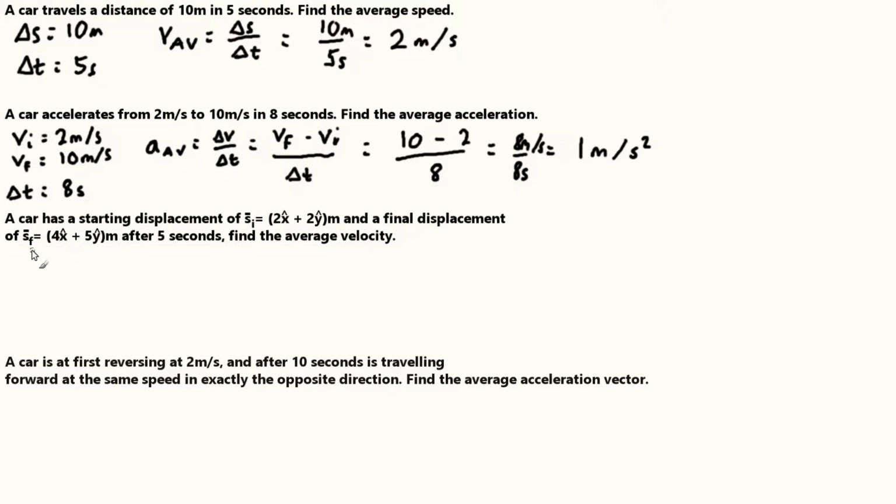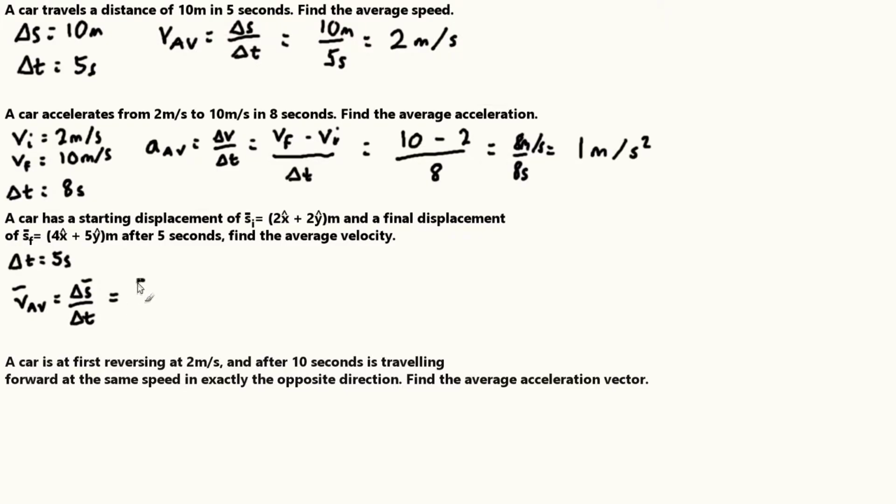Now we're working with vectors. We can see that our car has a starting and a final displacement and a time of 5 seconds, which are conveniently written down in the question. We shall jot down the one that isn't written as a formula, which is delta t is equal to 5 seconds. We additionally know that for vectors, our average velocity is equal to the change in displacement over the change in time.